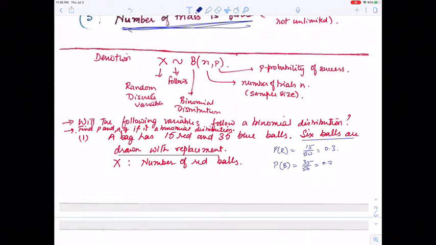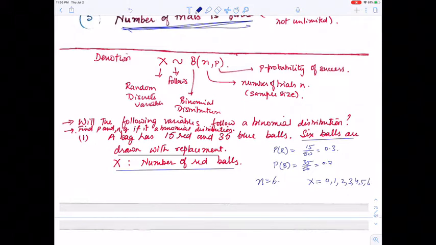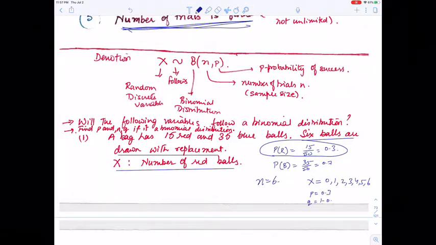Okay, so now we are told x is the number of red balls. So we are drawing n equal to 6, and x is the number of red balls. We can get 0, 1, 2, 3, 4, 5, 6 red balls, right? All possible. So this is a discrete variable. In each trial, the probability of red is 0.3. So p is 0.3. q is 1 minus 0.3, which is 0.7. We're not interested in blue balls, only in red, so I've erased the blue one.